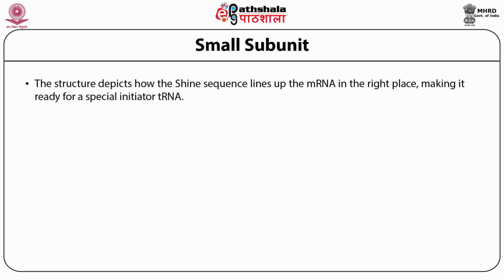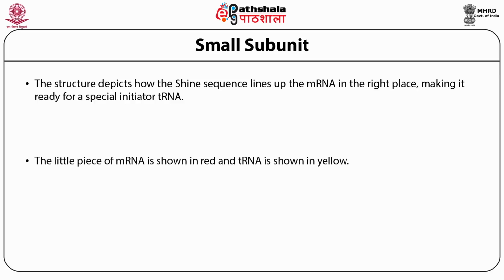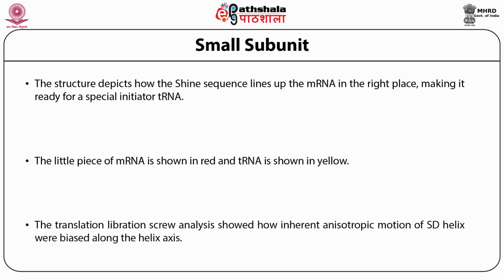The structure depicts how the Shine-Dalgarno sequence lines up the mRNA in the right place, making it ready for a special initiator tRNA. The little piece of mRNA is shown in this picture in red, and tRNA is shown in yellow. The translation-libration-screw analysis showed how inherent anisotropic motion of the SD helix was biased along the helix axis.